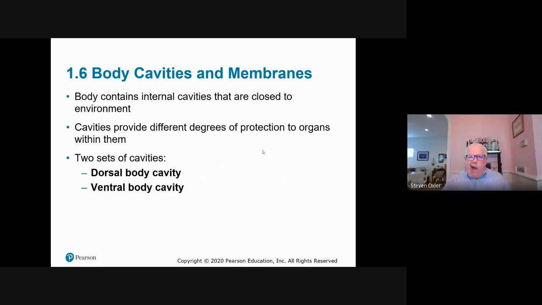Now, there are many body cavities in your body, but basically they're divided into two sets. And those sets of cavities are known as the dorsal body cavity and the ventral body cavity. Remember, dorsal means posterior. Ventral means anterior. So there's a back and a front.